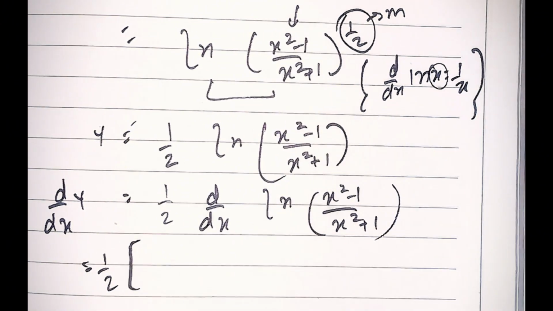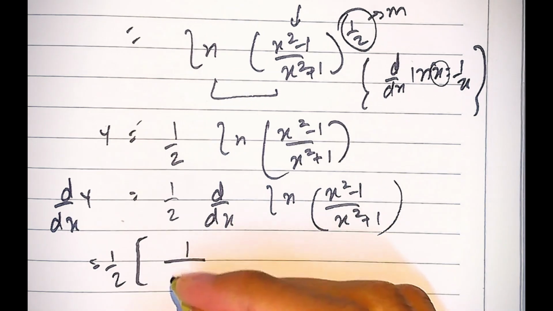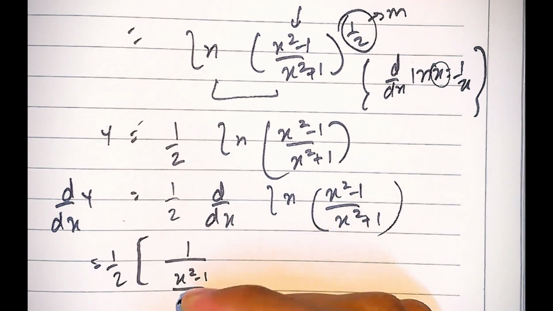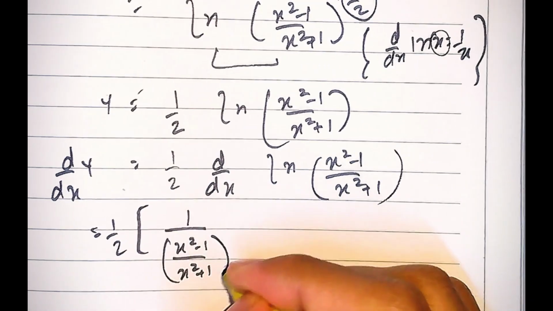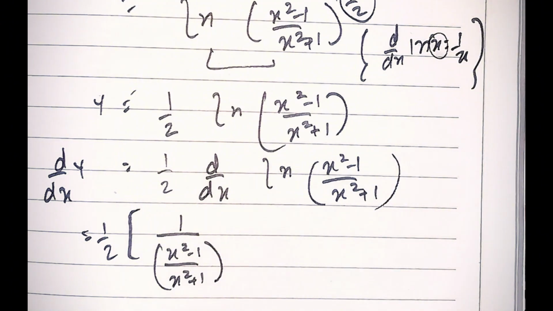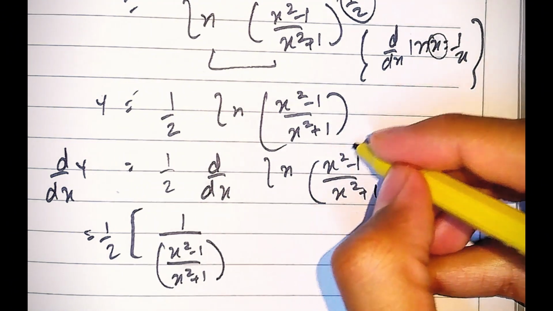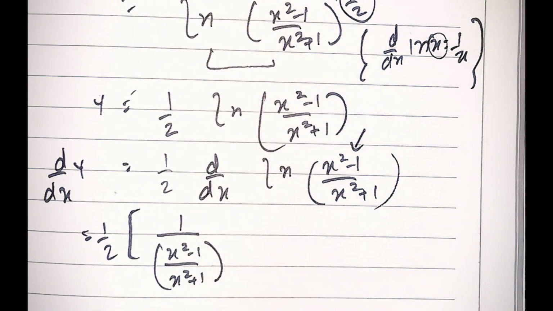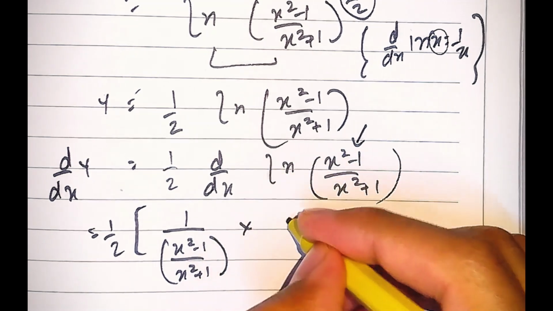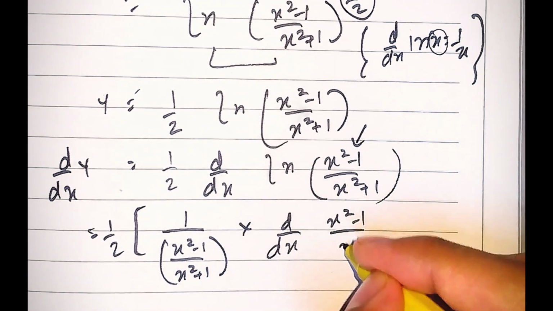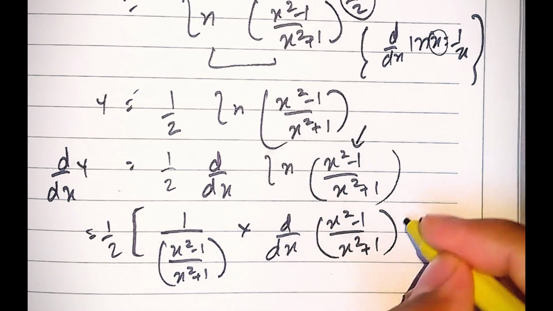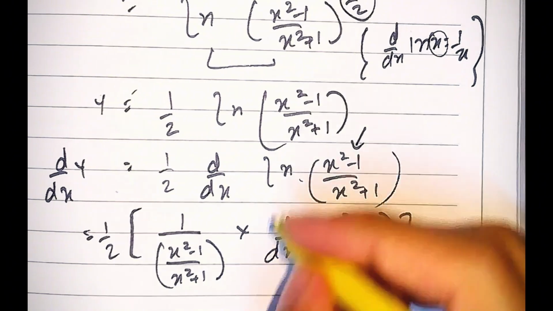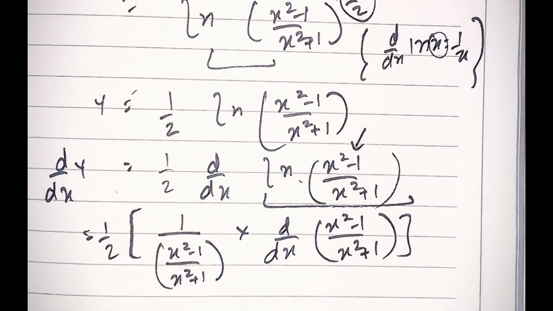So what would be the derivative? It would be 1 divided by x square minus 1 divided by x square plus 1. Okay, and then the derivative of the function. Now what is the function of log? It is x square minus 1 divided by x square plus 1. Okay, so the derivative of x square minus 1 divided by x square plus 1, this is actually the function of log, and this entire thing is actually a function in itself.